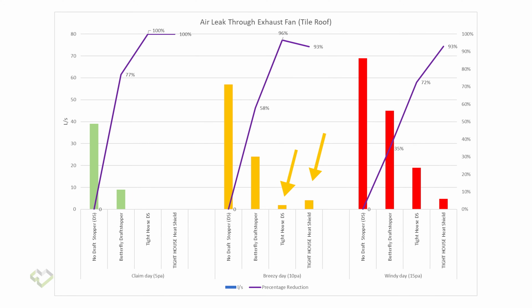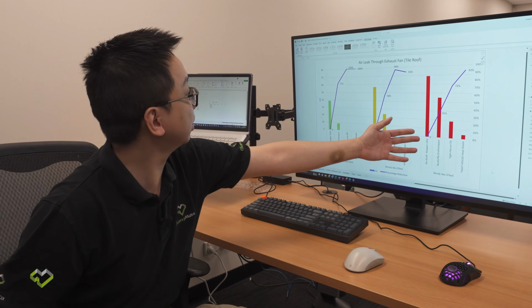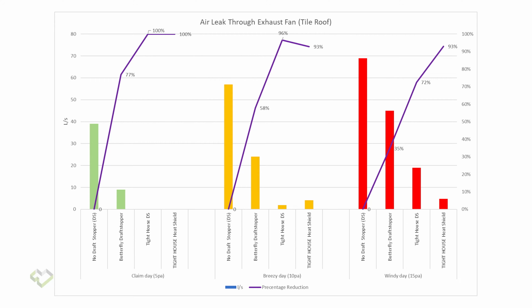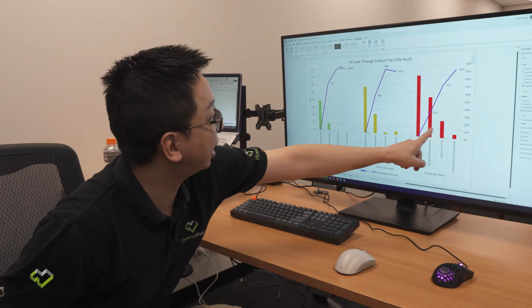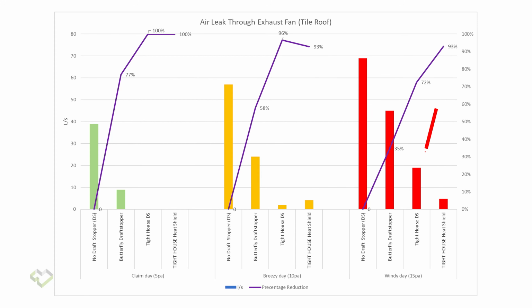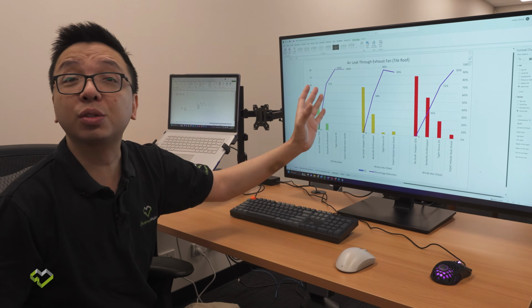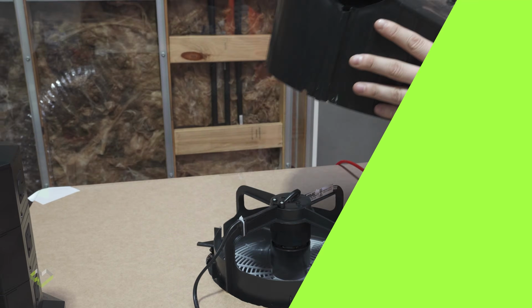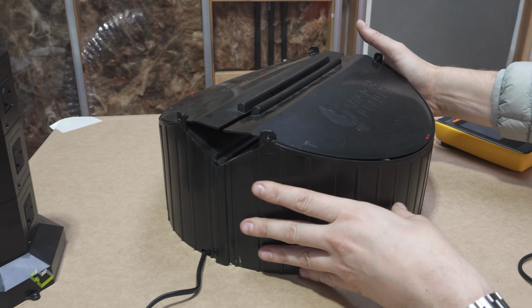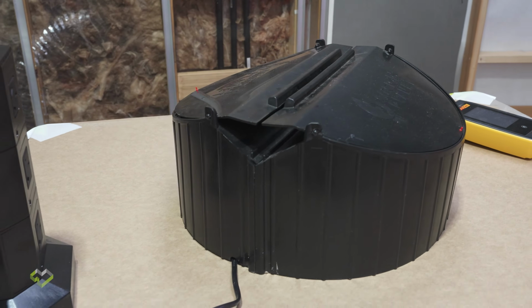And on a windy day, with the hole alone, we are losing close to 70 liters per second, which is a lot of air. The butterfly draft stopper is not doing much better, at 45 liters. The tight house is under 20 and is still within the 5 liter range. So it tells you whether the draft stopper is doing its job to stop air movement and doing the draft proofing.